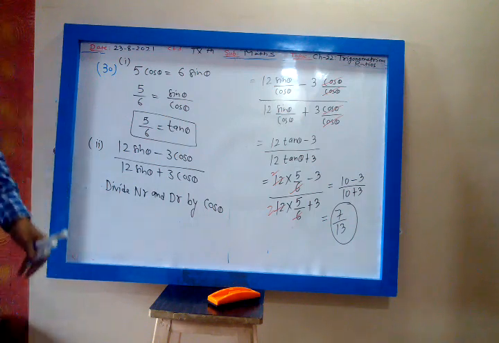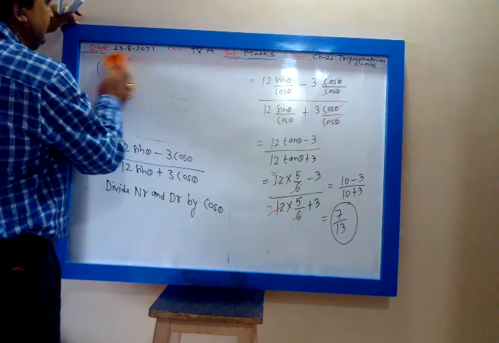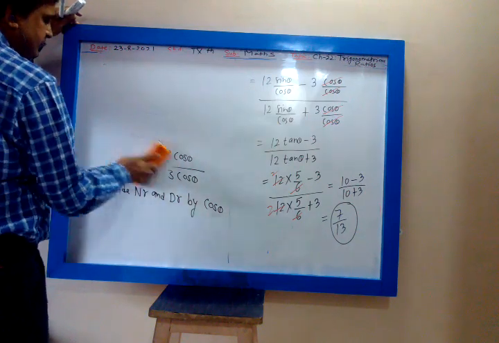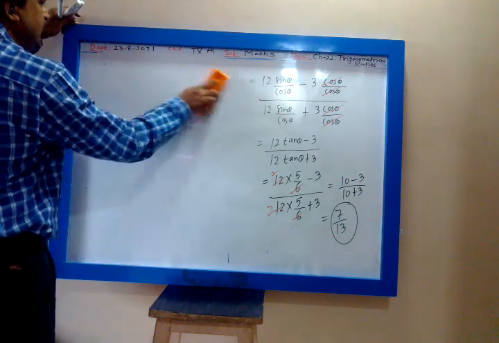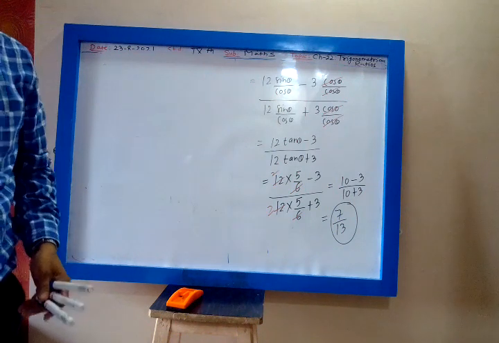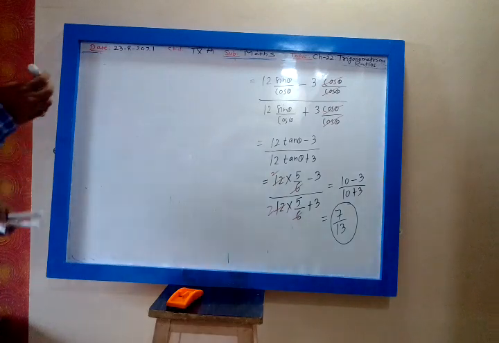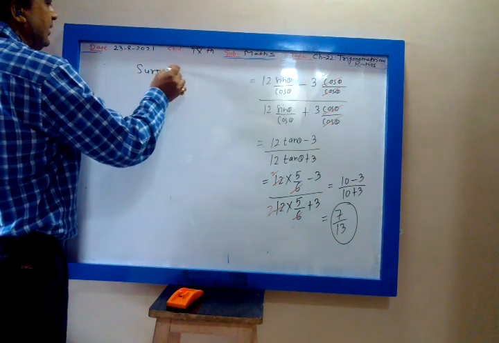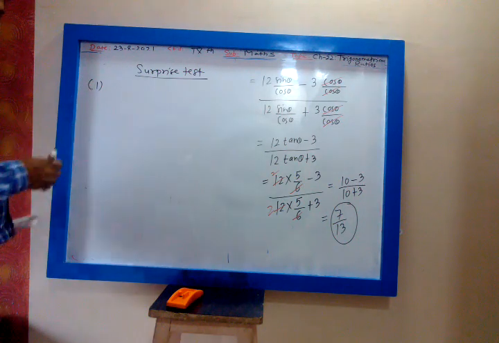Chalo, all of you solve a few surprise test questions. So this completes trigonometrical ratios. The next chapter will start in the next period, that is trigonometrical ratios of standard angles. So before that, you write a surprise test. Try to solve as many problems as you can. Now, first question.